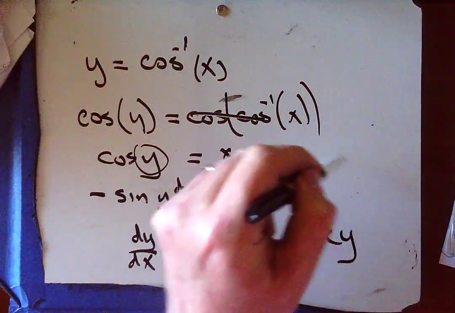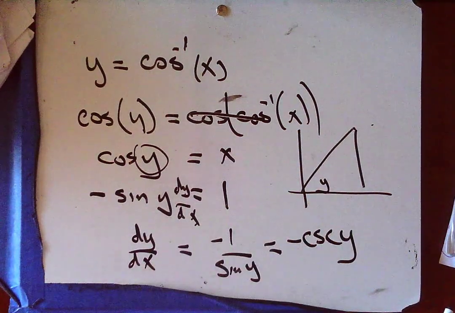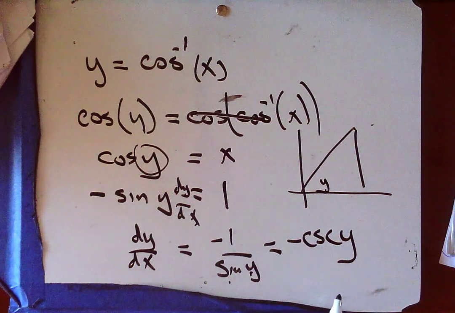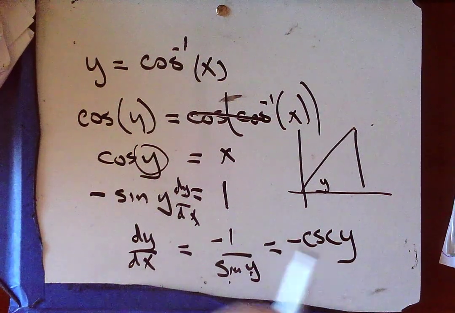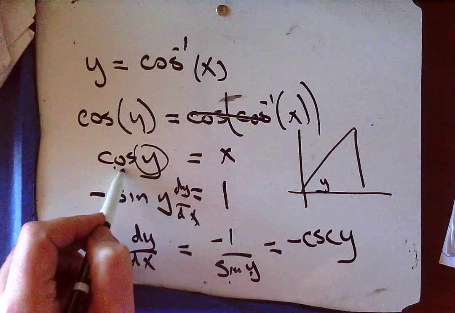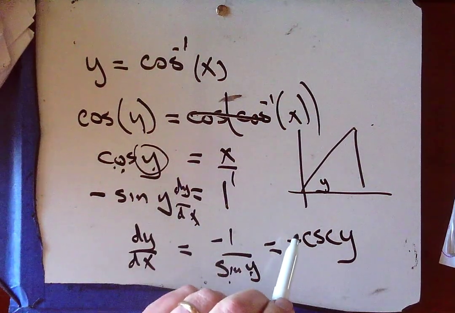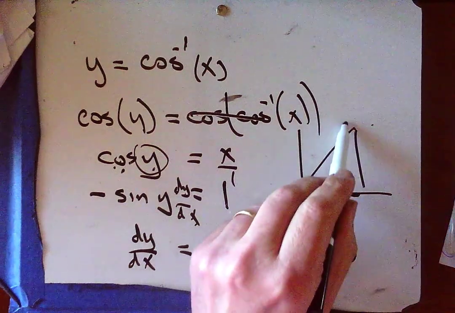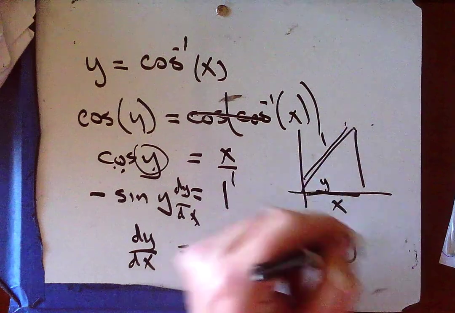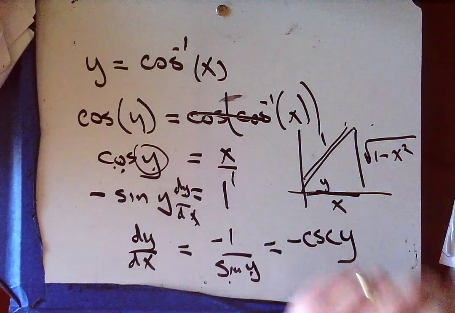And it was at this point that we drew a triangle. So we're still talking about the angle y, sine of an angle, angle y. And what do we know? Well, we know here that the cosine of y is x over 1. So cosine is adjacent over hypotenuse. I get x, I get 1. And then I use the Pythagorean theorem to find this missing side, and I get 1 minus x squared.